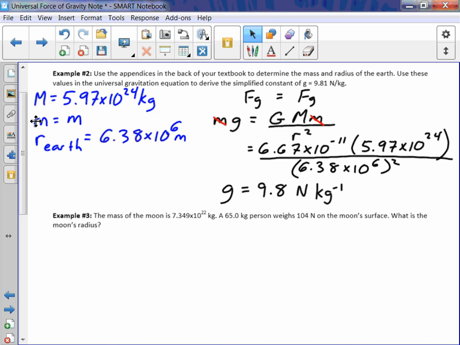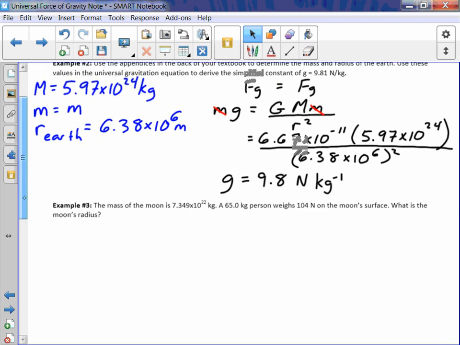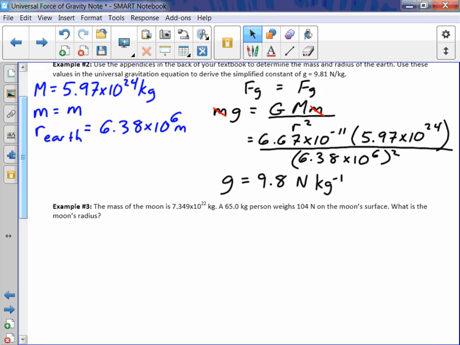Anyways, with two significant figures, it rounds to 9.8, which is close enough for me. That's good enough. Well, we always round it to 10. Yeah, and then IB turns around and rounds it to 10, so it's even better.